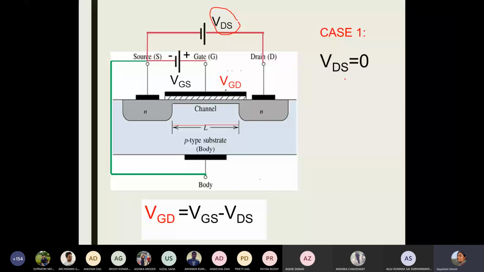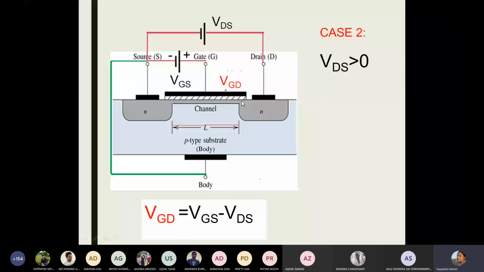In this scenario, if I look at this equation, then I see that VDS is equal to 0, right? So that means VGD is equal to VGS. What does it mean? That simply means that the left side of the channel between gate and source and the right side of the channel between drain and source are having a similar amount of biasing present there.